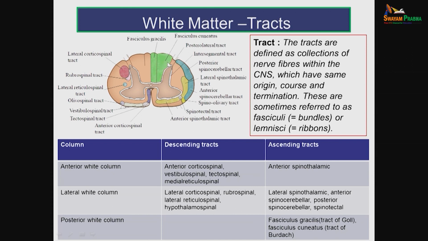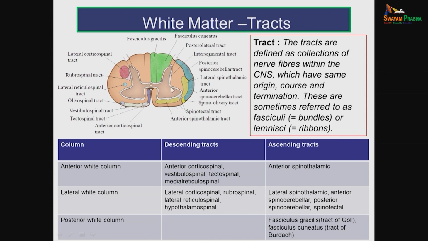They are also given other names. Fasciculus gracilis is called the tract of Goll and fasciculus cuneatus is called the tract of Burdach. These two tracts are called the posterior column pathway. They occupy the posterior white column. Another name given for this is the medial lemniscal pathway. This will be discussed in the second part of the lecture on the spinal cord tracts. So this is the position of the tracts.